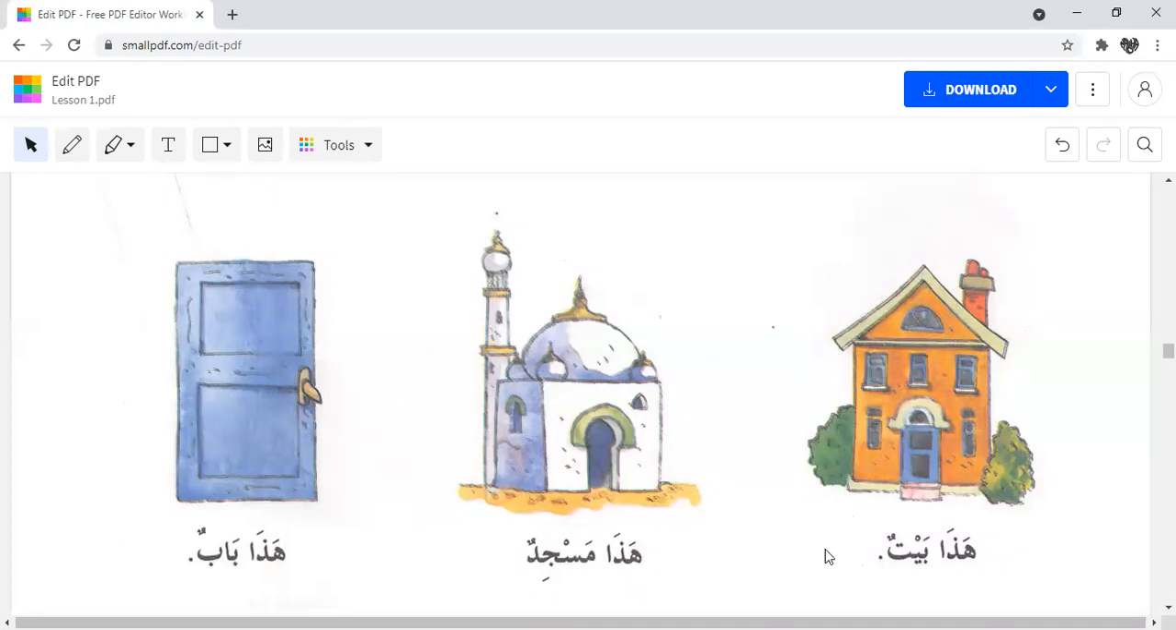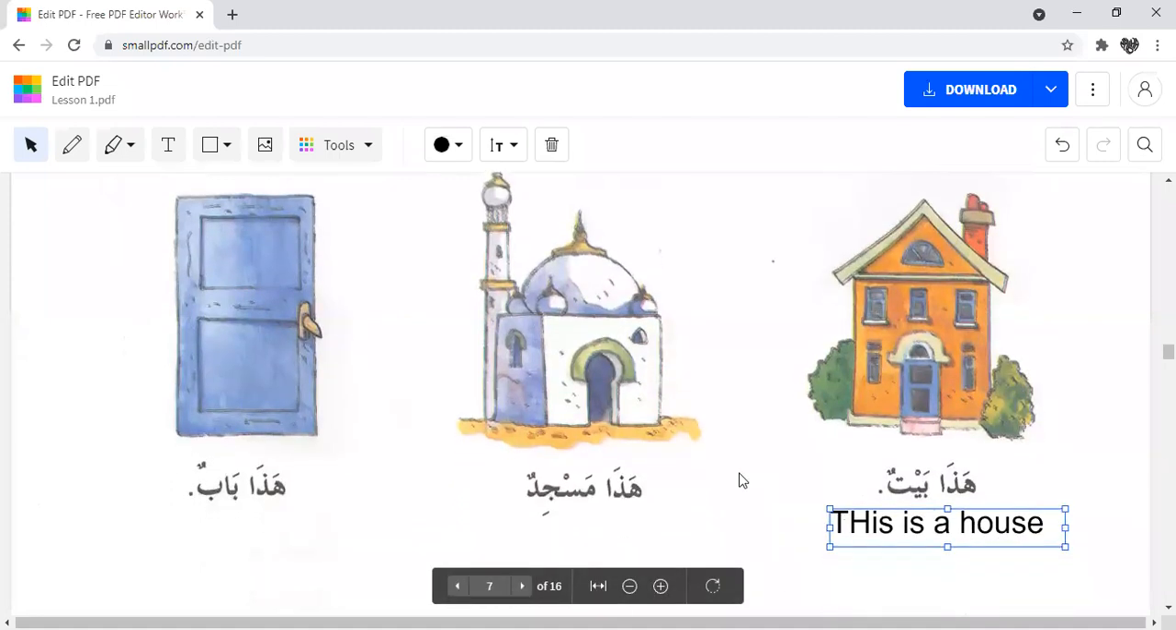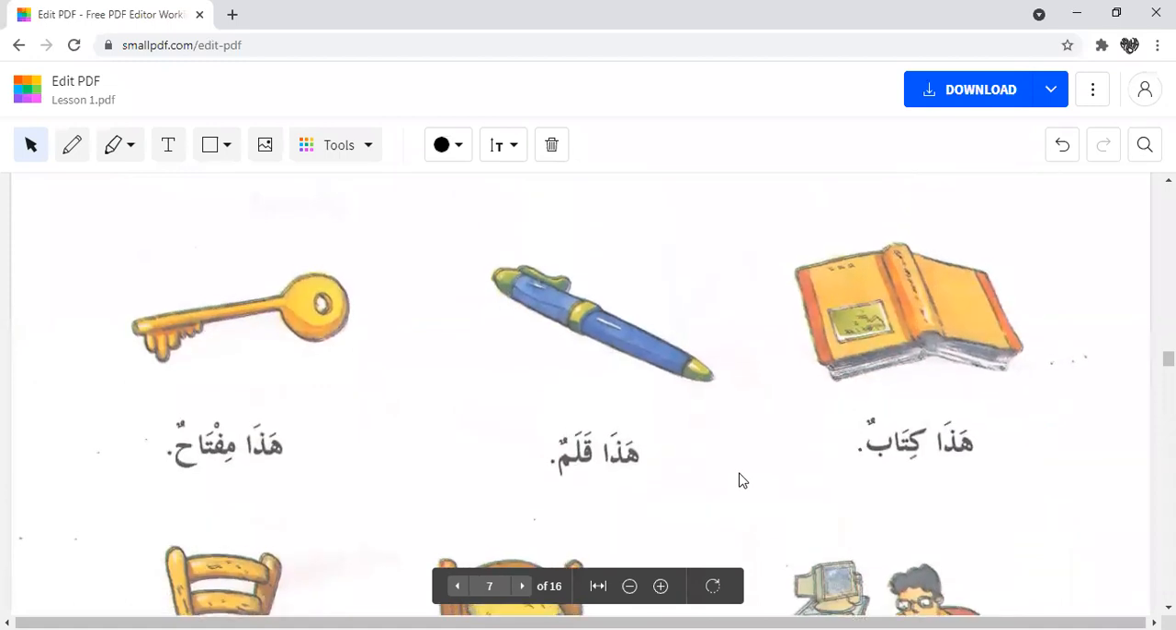Very good. Do you know the meaning of this? This is a house. This is a masjid. This is a door. Very good. Okay, that was great. All right. Thank you.